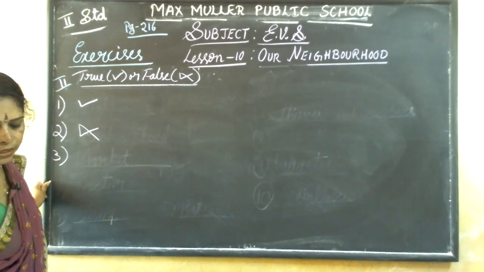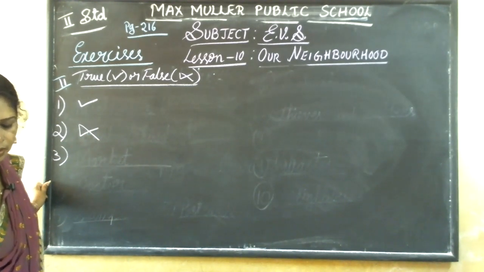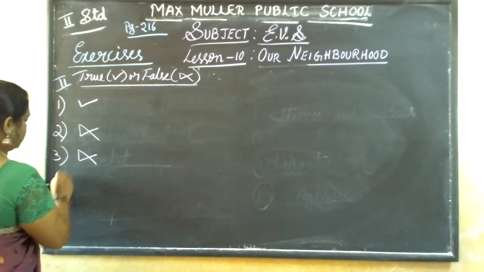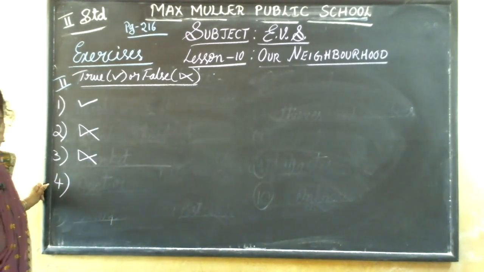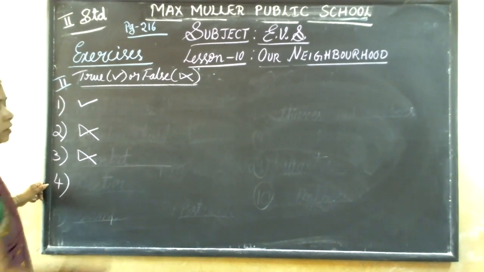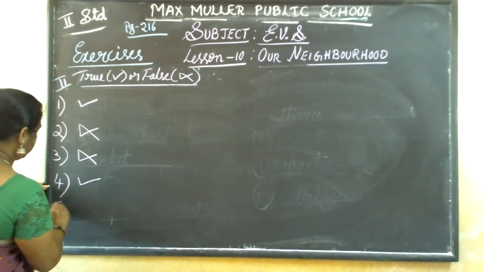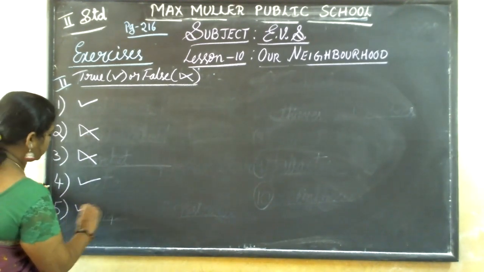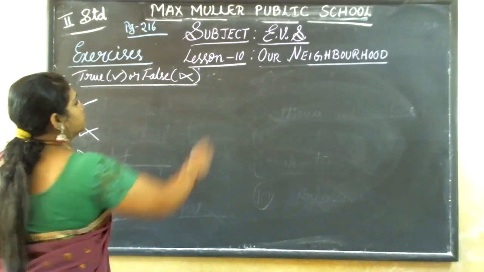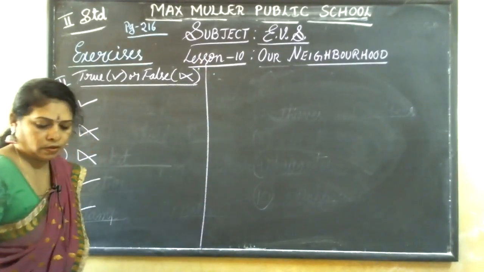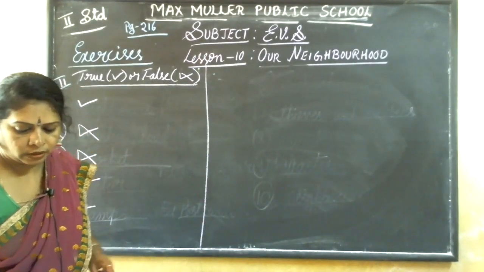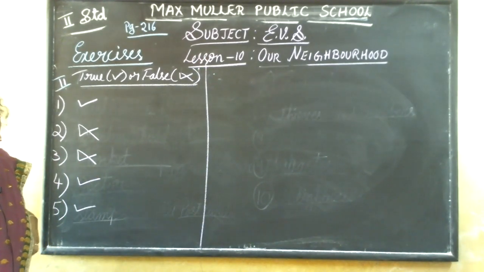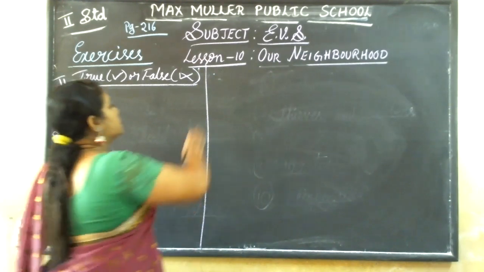We buy fruits, vegetables and milk from the park. No, where do you go and buy? The market. Fourth one, we should keep our neighborhood clean. True. Fifth one, we should not disturb our neighbors. Correct. It's true. Okay, after this, third main, name the places in our neighborhood. Name the places they have given.